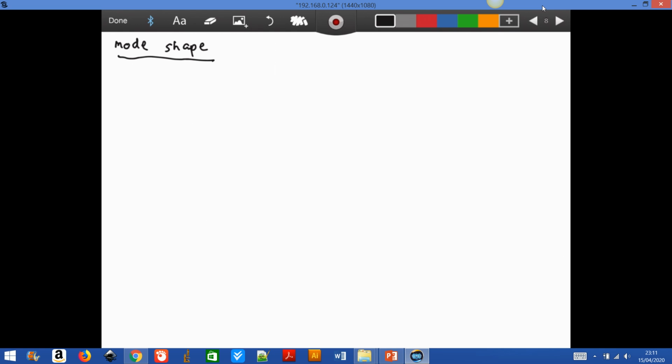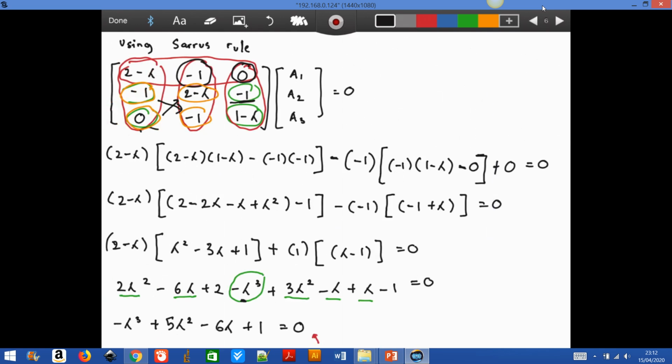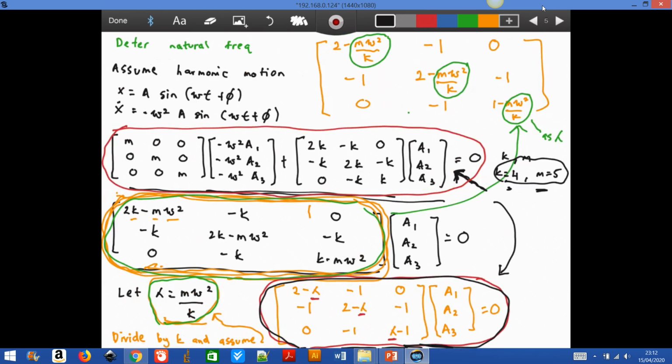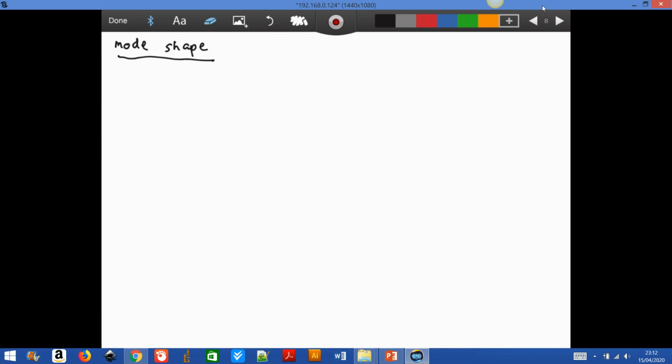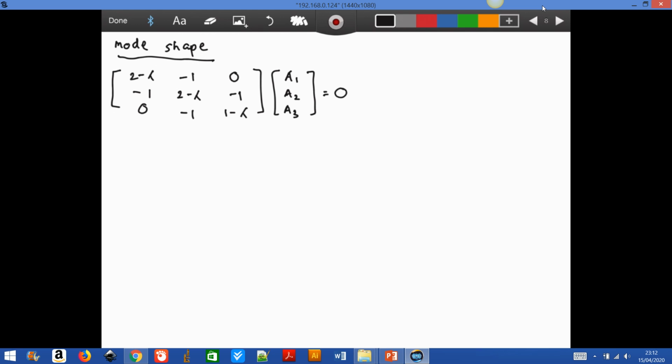So recall back the previous metric. Okay, I hope all of you should know by now. Use this one. I'll write it back again. So for mode shape, [2 minus lambda, minus 1, 0; minus 1, 2 minus lambda, minus 1; 0, minus 1, 1 minus lambda] times [a1, a2, a3] equals to 0. Okay, this is basically how I do it.